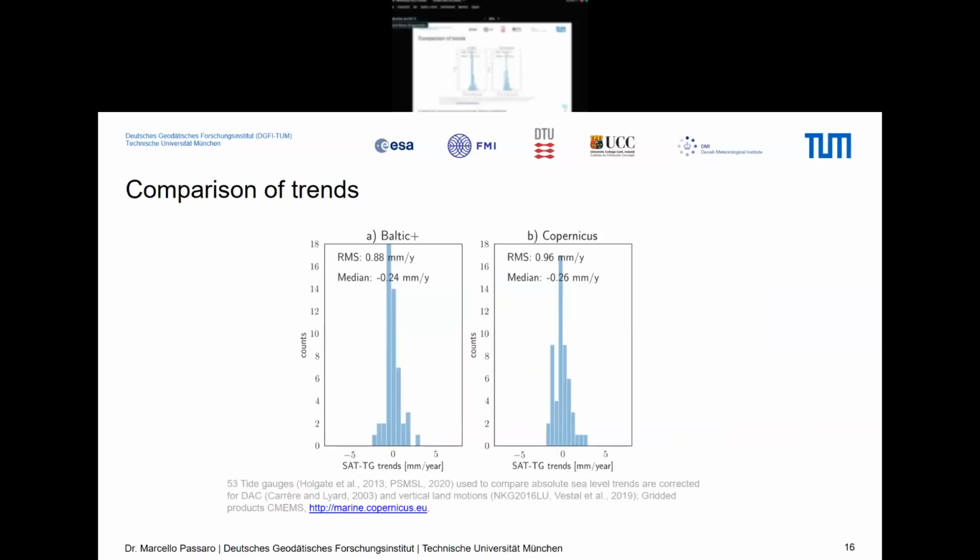Here, I just want to show a quick slide indicating the differences of our derived absolute sea level trends versus tide gauge trends. And we found that in our product, we provide more accurate information of absolute sea level trends than comparable gridded products for the same region due to the innovations in coastal retracking, for example.